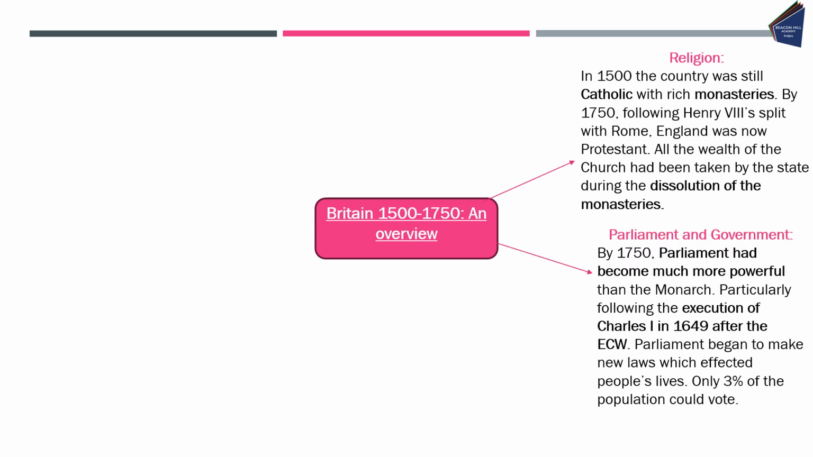We then have Parliament and government. By 1750, the end of our time period, Parliament had become much more powerful than the monarch. We had the English Civil War, which saw the king executed in 1649, and Parliament began to make new laws which affected people's lives. Despite Parliament making laws affecting the majority of the population, only 3% of the population could vote. So those laws are going to represent the desires of the wealthy rather than of the poor.